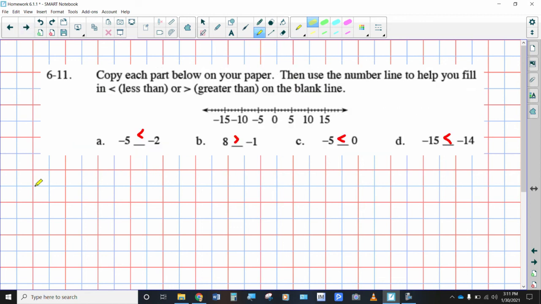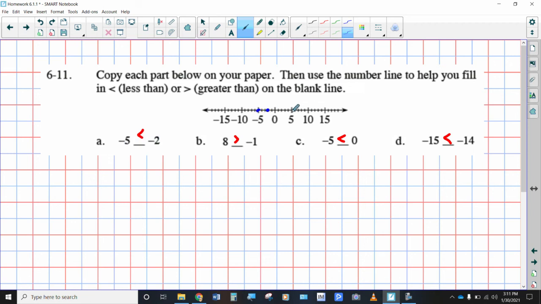All right, we are going to start working with inequality symbols. So it says copy each part below on your paper, then use the number line to help you fill in less than or greater than on the blank line. Okay, so how do we compare -5 and -2? Well, -5 is located right there, and -2 is located right there. Since -5 is farther to the left on the number line, we would say -5 is less than -2.